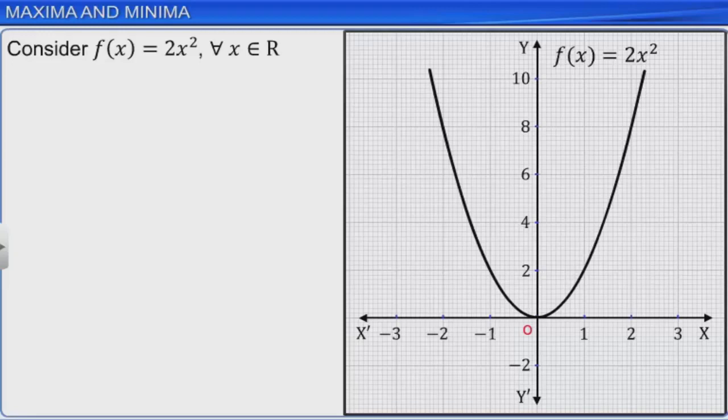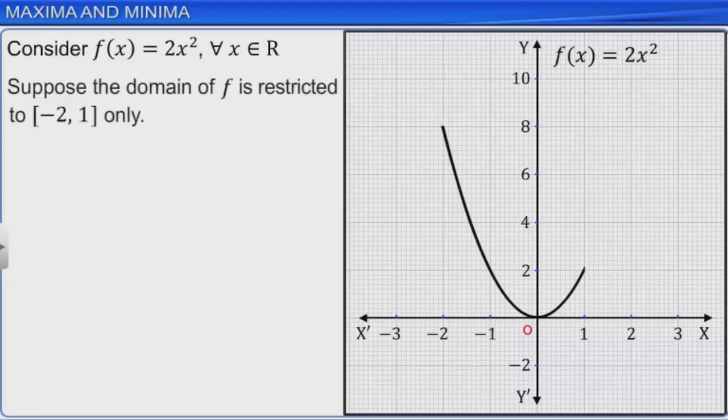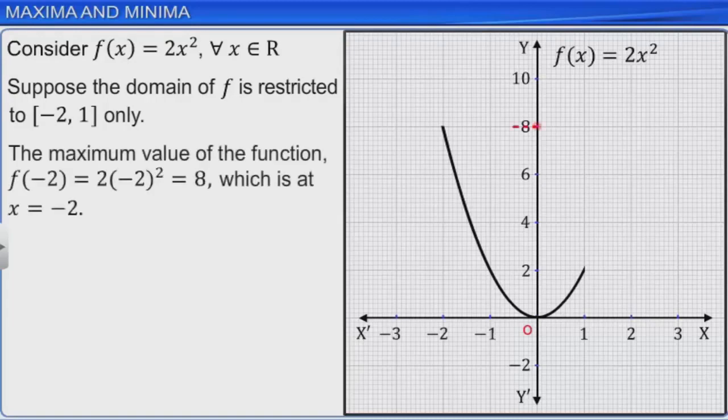Suppose the domain of function f is restricted to closed interval [-2, 1]. Then, the maximum value of the function is 8, which is at x = -2.